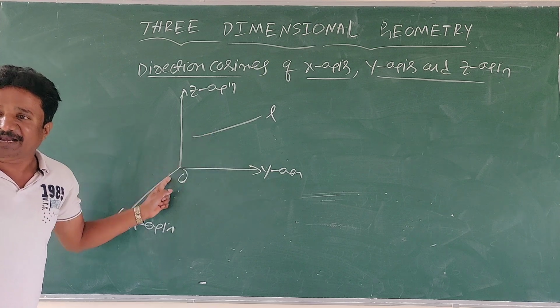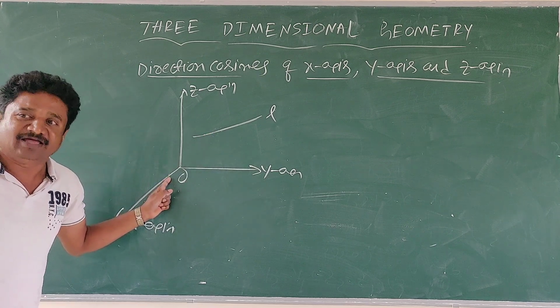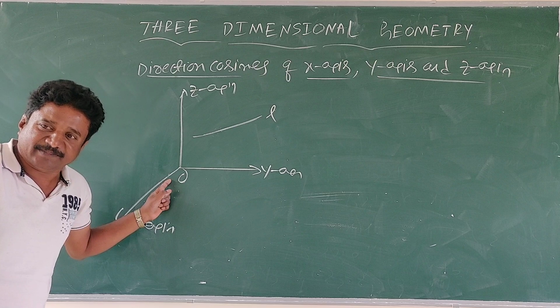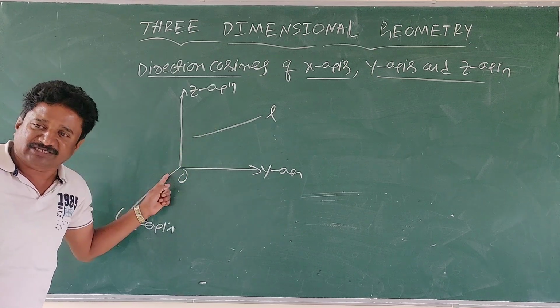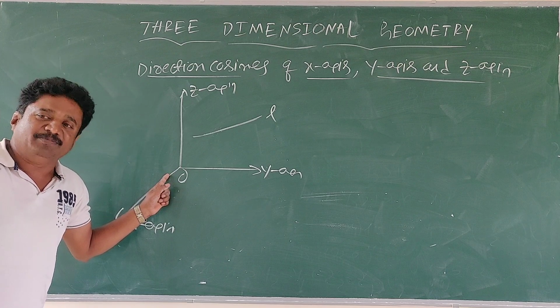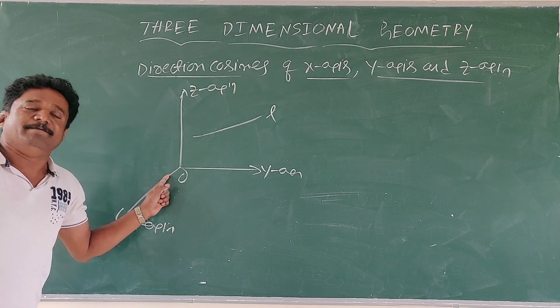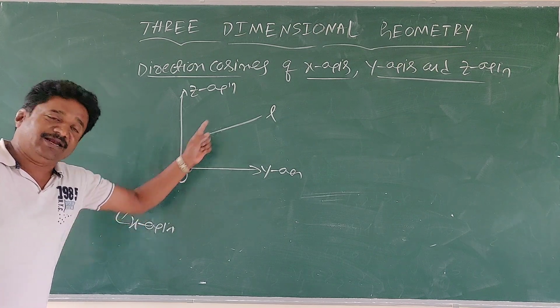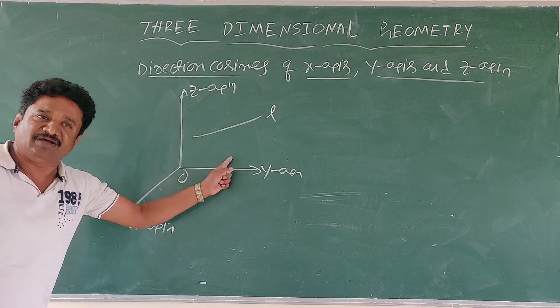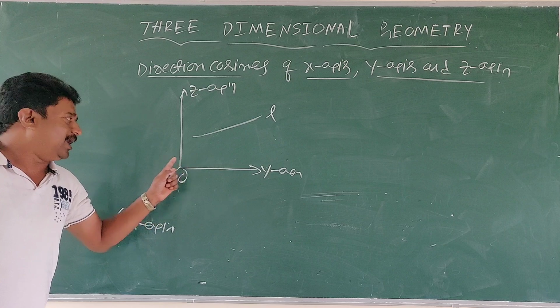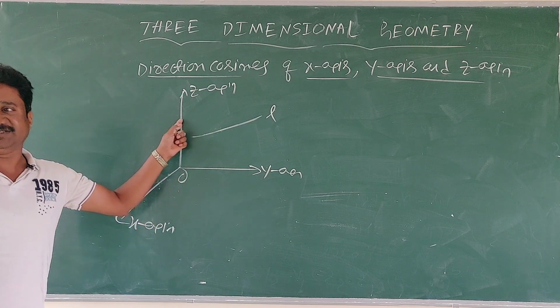Alpha means angle between line and x axis, but now it is x axis and x axis, because line means x axis. What is alpha then? Angle between x axis and x axis. Beta is angle between x axis and y axis. Gamma is angle between x axis and z axis.